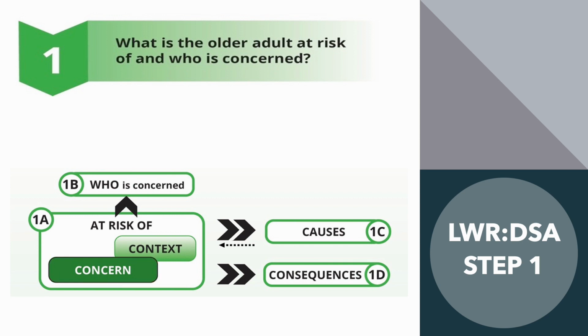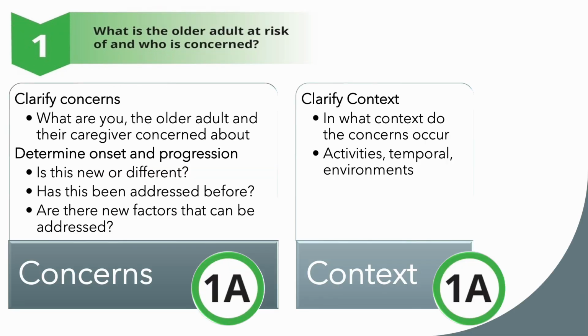Then we want to understand in what context the concerns occur, what are the potential causes, and what are the consequences. Let's look at each of these in more detail. The first step is clearly identifying what the older adult, their caregiver, and you as the clinician are concerned about. It is then important to determine if this is new or different and how this concern is progressing.